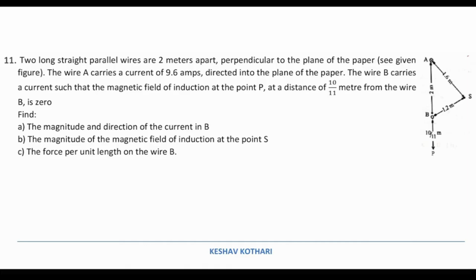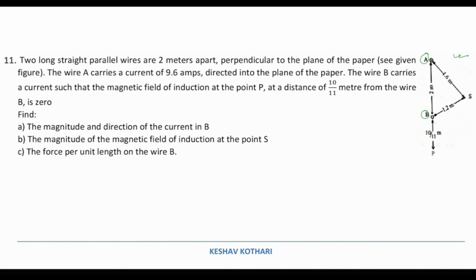Two long straight parallel wires are 2 meters apart, perpendicular to the plane of the paper, which is shown in the diagram. So we have a wire A and a wire B. The wire A carries a current of 9.6 amperes directed into the plane of the paper. The wire B carries a current such that the magnetic field of induction at the point P at a distance 10 by 11 meter from the wire B is 0.